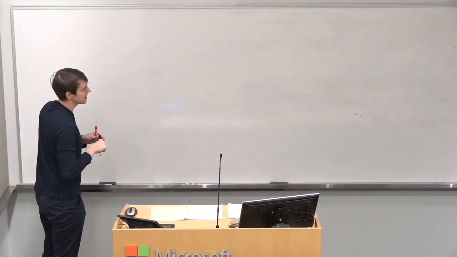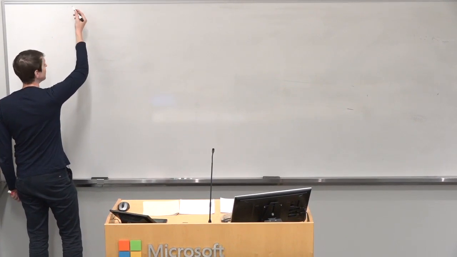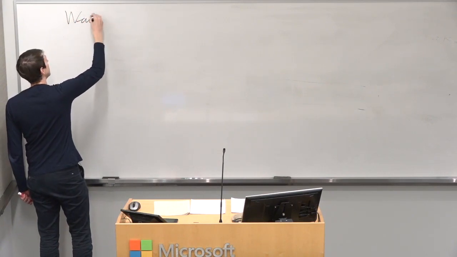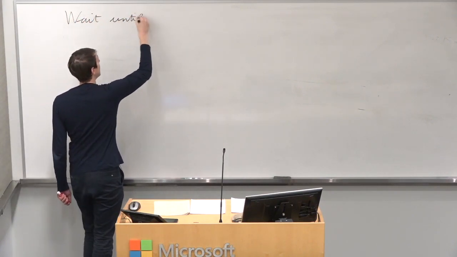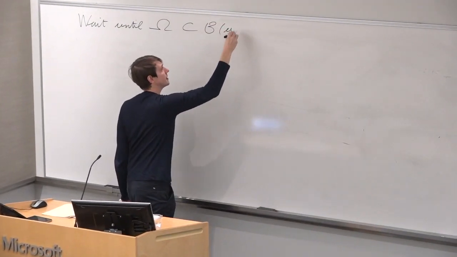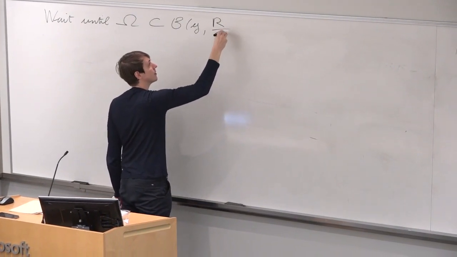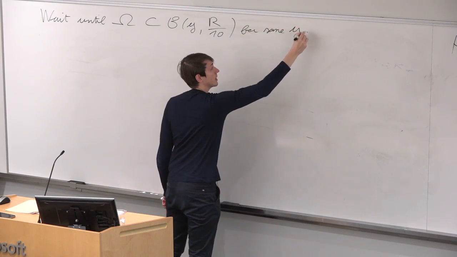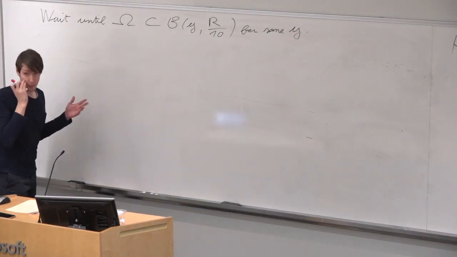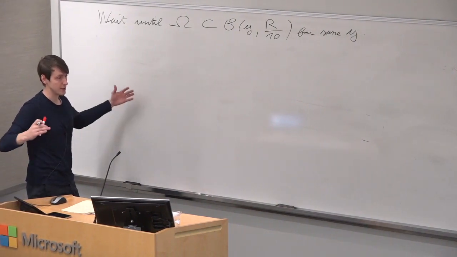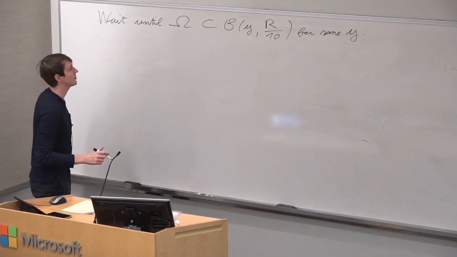Okay, but maybe again I say so. We have two things that can happen. Wait until omega is included in some small ball, B(y, R/10) for some y. And as Ilya said, it's not obvious that such a time will come, but let's say we reach a time where the set has shrunk. Instead of being of size capital R, it's of size capital R over 10.